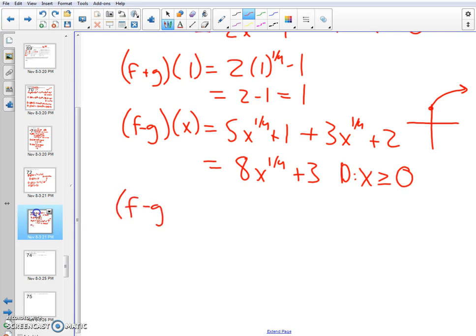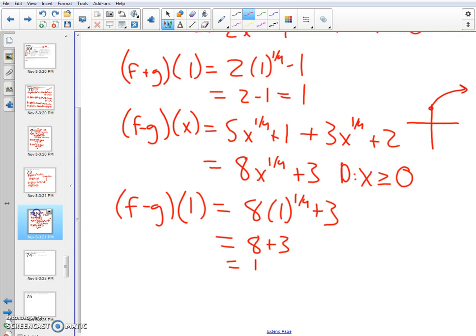Last thing then, f minus g of, we were substituting in 1, is going to be 8 times 1 to the 1/4 plus 3. 1 to the 1/4 power is just 1. 8 times 1 is 8. 8 plus 3 is 11.